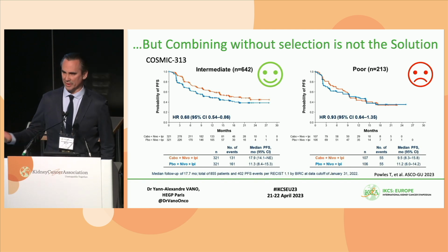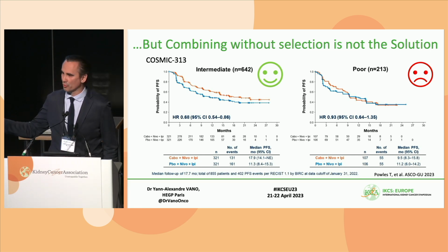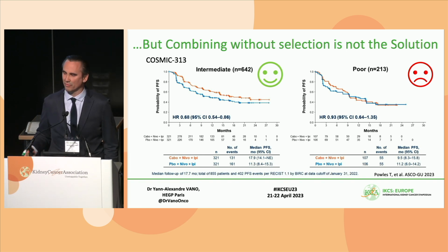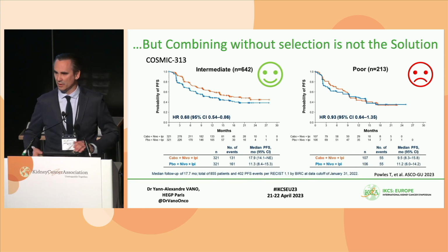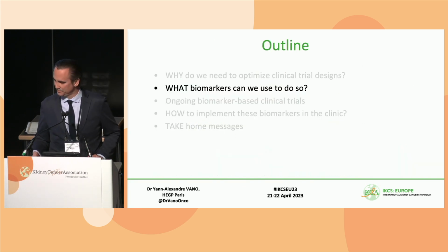But combining all drugs is not obviously the solution, and I take this picture from the Checkmate 313. You know that this trial is positive on progression-free survival in intermediate poor-risk patients. The triplet Cabo-Nivo-EP is superior to Nivo-EP, but if you look at the poor IMDC risk group, the triplet is not superior in terms of progression-free survival over Nivo-EP.